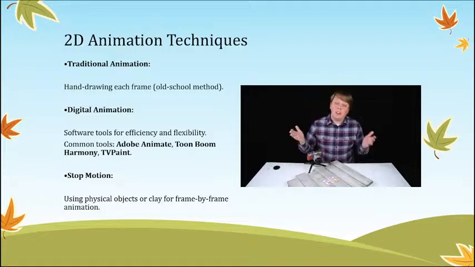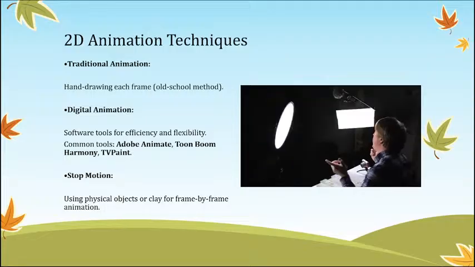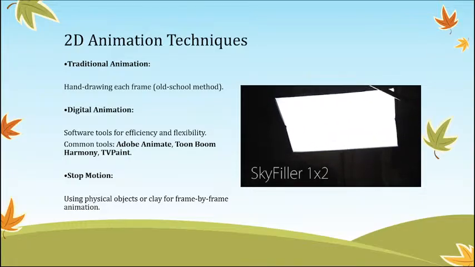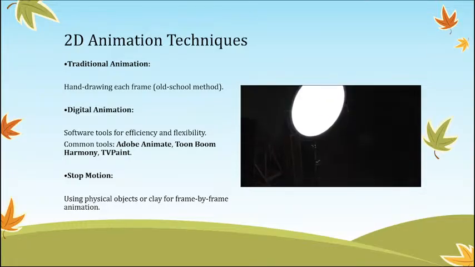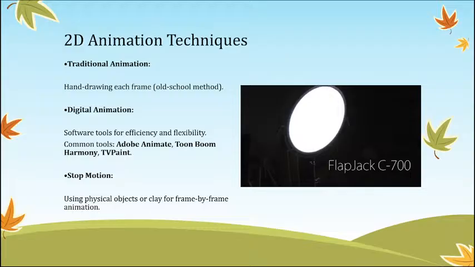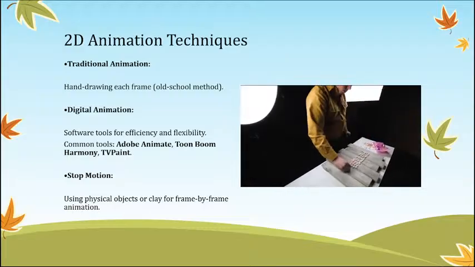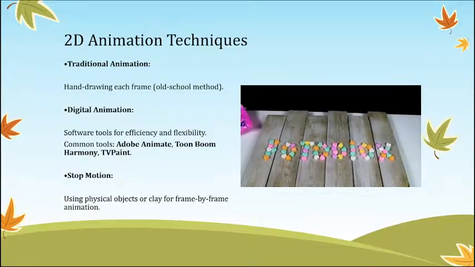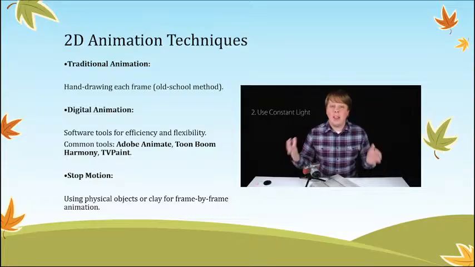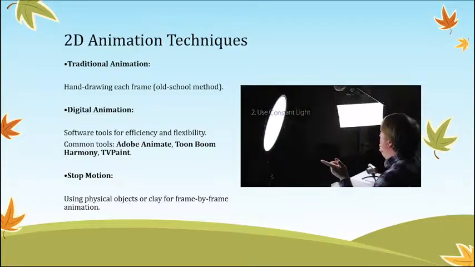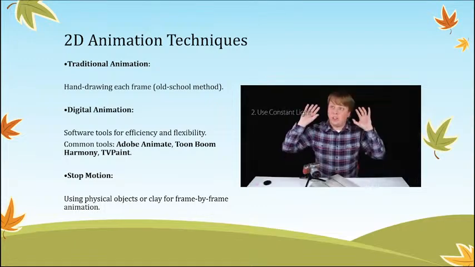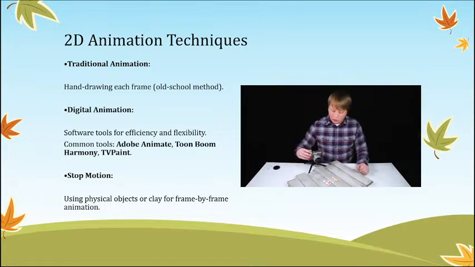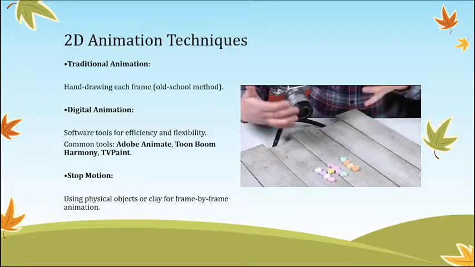And you're also going to need some lights. Today I'm using a Sky Filler 1x2 light from Photodiox, and I'm also using a Flapjack C700 Studio LED constant source light. Having lights like this is essential for stop motion because you need constant light that doesn't change. If you're just shooting with daylight through a window, the light may change as the clouds move by the sun. So you're going to want to use constant source lights that are set to one setting and just keep them locked down.